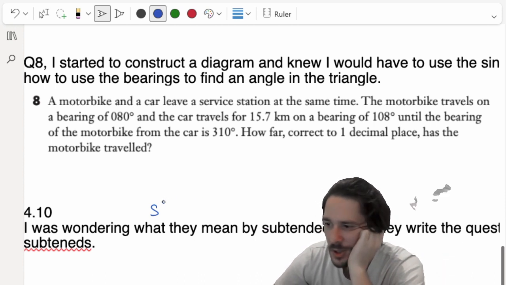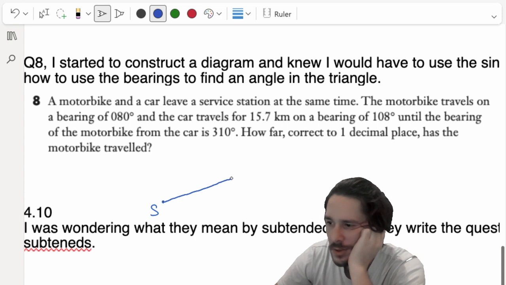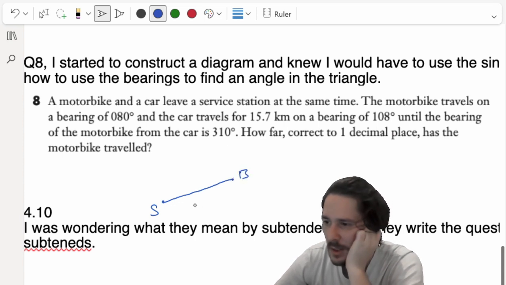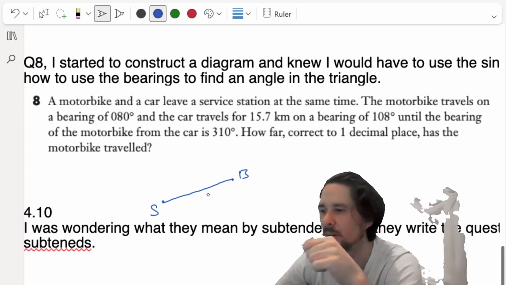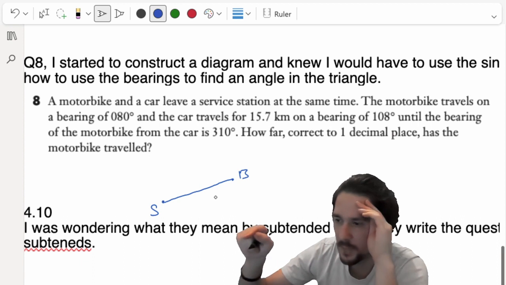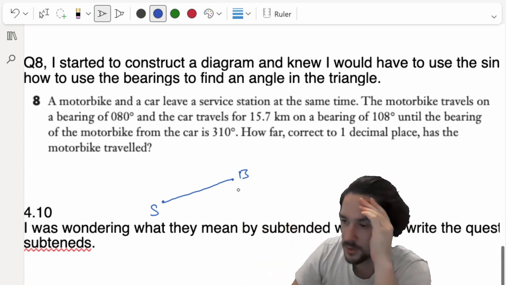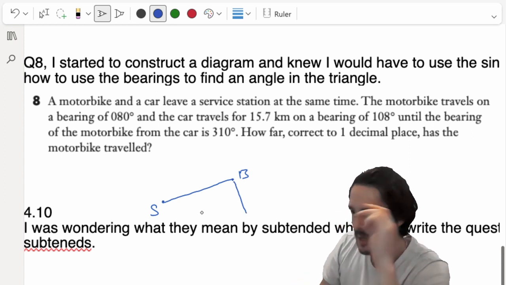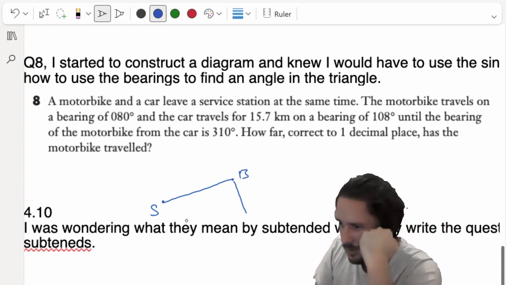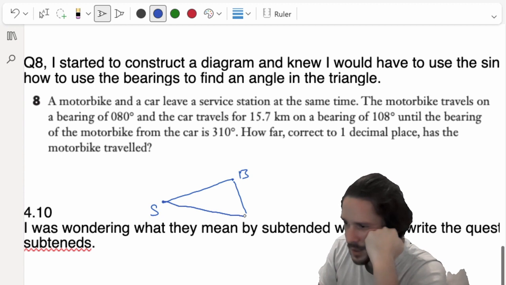80 degrees is just under 90 degrees, so it goes this way. So let's say that's the bike. The car travels at 108 degrees until the bearing of the bike from the car is 310 degrees, which means the car is somewhere down here, and the 108 degrees bearing is going to be like that.